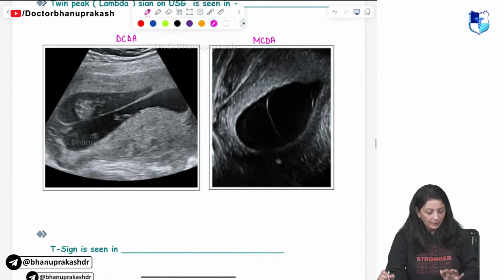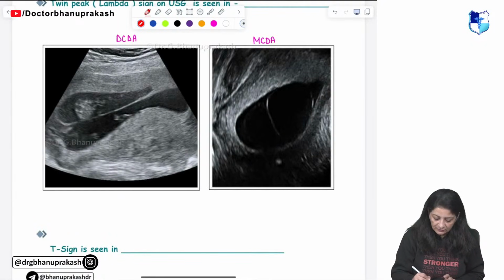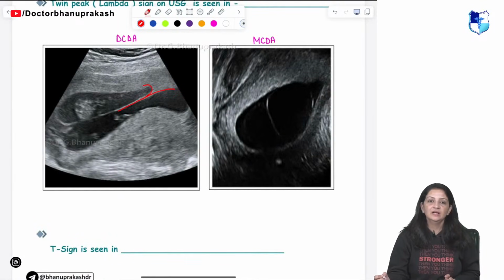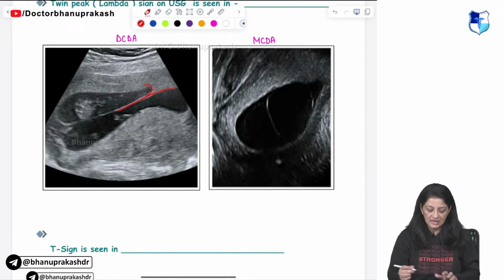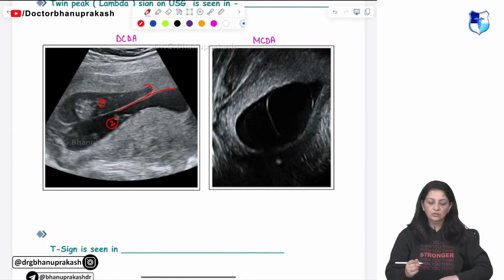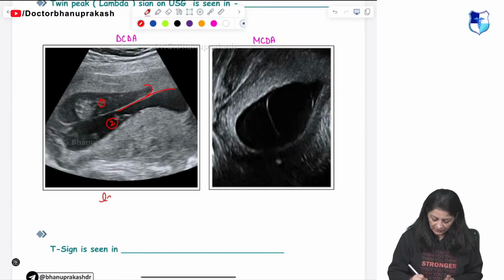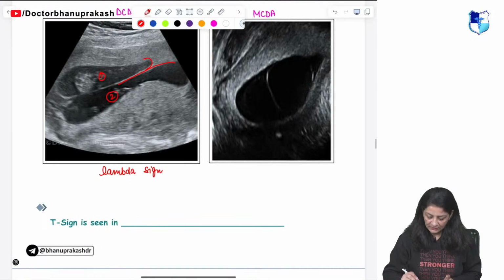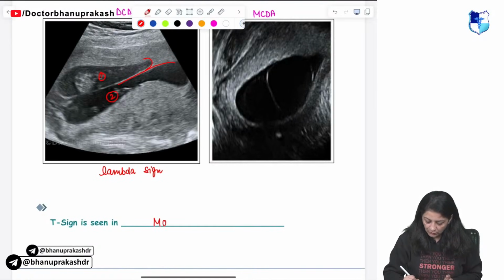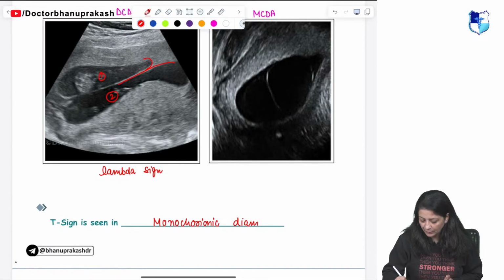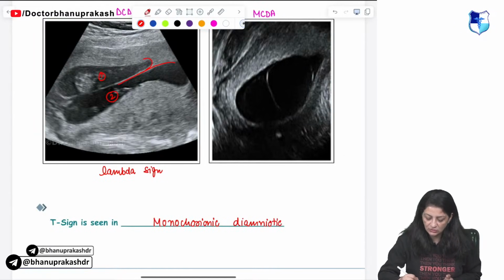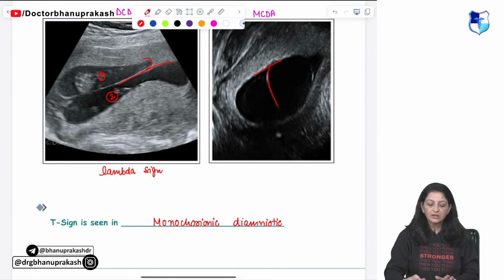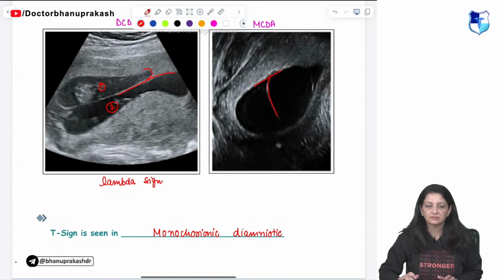In dichorionic diamniotic twins, you will see the lambda sign. This is the lambda sign between the two gestational sacs, sac 1 and sac 2. So this is called the lambda sign, in dichorionic diamniotic twins. The T sign is seen in monochorionic diamniotic twins. So this is the T sign which is seen in monochorionic diamniotic twins.